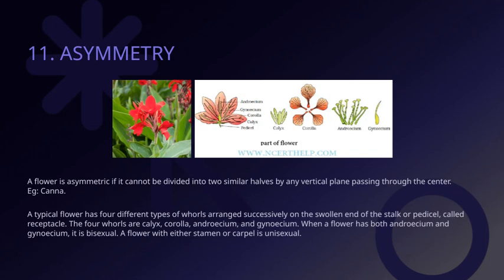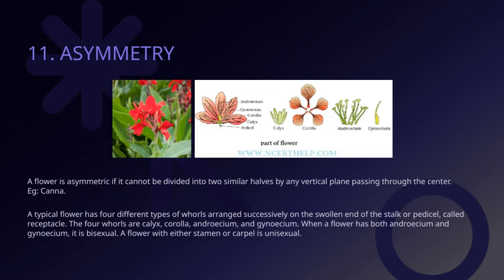Let's talk about the structure of a typical flower. It has 4 different types of whorls, which are arranged successively on the swollen end of the stalk, known as the receptacle. These 4 whorls are the calyx, corolla, androecium, and gynecium. Now, when a flower contains both the androecium, which is the male part, and the gynecium, the female part, we call it bisexual.